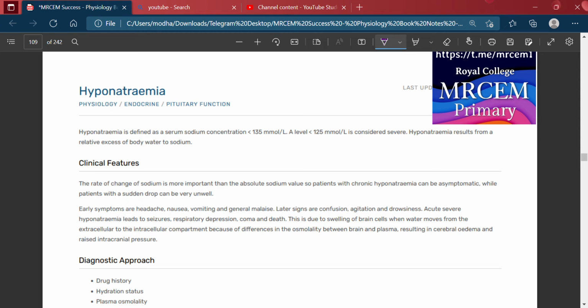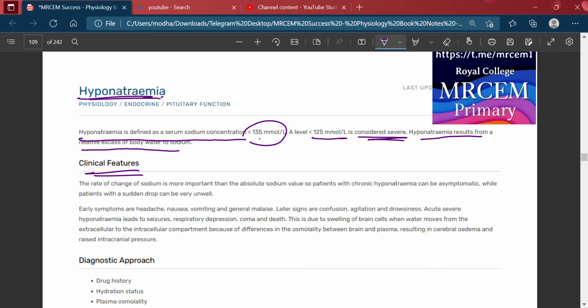So, what is hyponatremia? In hyponatremia, the sodium will be very low. Hyponatremia is defined as a serum sodium concentration less than 135 millimole per liter, and a level less than 125 millimole per liter is considered severe. Hyponatremia results from a relative excess of body water to sodium.